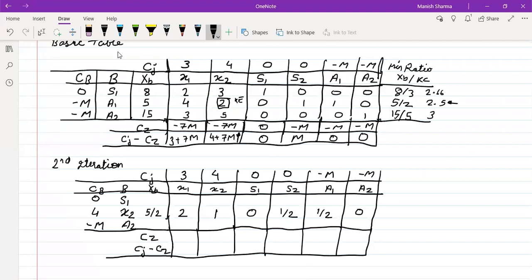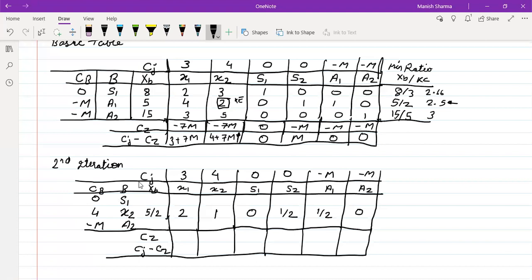Here we have completed this portion. Are you clear with this point? Is my cursor visible to you people? Yes, sir. Okay, so this table, the second iteration, is our iteration number 1. In iteration number 2, we have just copied CJ. We have copied CB, XB, X1, X2, S1, S2, A1, A2. We have copied 3, 4, 0, 0, minus M, minus M.